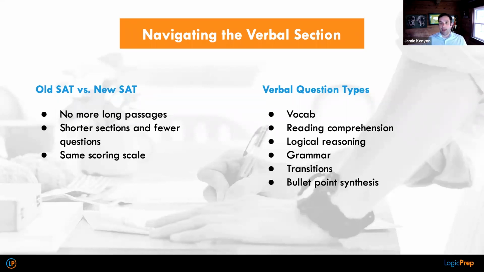Logical reasoning, if anybody's looked at an LSAT, it's basically the same as the LSAT questions. Grammar, so that's a nice one. Anything that you've been working on for the current test in terms of grammar is going to be tested again on the digital test, so that carries over well. Same thing with transitions, that's referring to questions about transition words and phrases. And then the last question is completely new. I call it bullet point synthesis. I'm going to actually take you through some of the question types, so you'll see what I'm talking about in a minute.